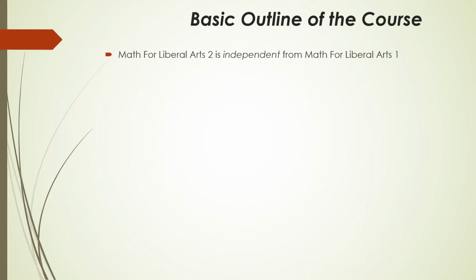So first things first is that this course is independent from Math for Liberal Arts 1, which just means you don't have to have taken that class in order to take this one. It's not going to affect you. The material is different. It's also worth noting that this course doesn't have any official lectures or meeting times or anything like that. This is due to the online nature of the course.